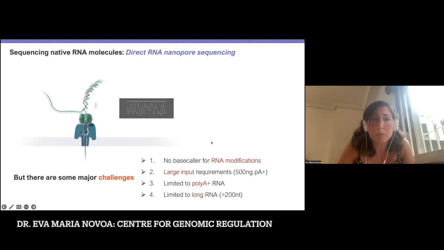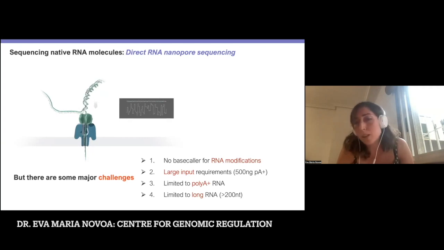So I don't need to explain a lot about the advantages that it has, but I would say that what is important also is to keep in mind the challenges of this technology. So first of all, we always say, yeah, we can detect modifications, but the truth is that there's no base caller for modifications. Another limitation is actually the large amount of input that it requires.